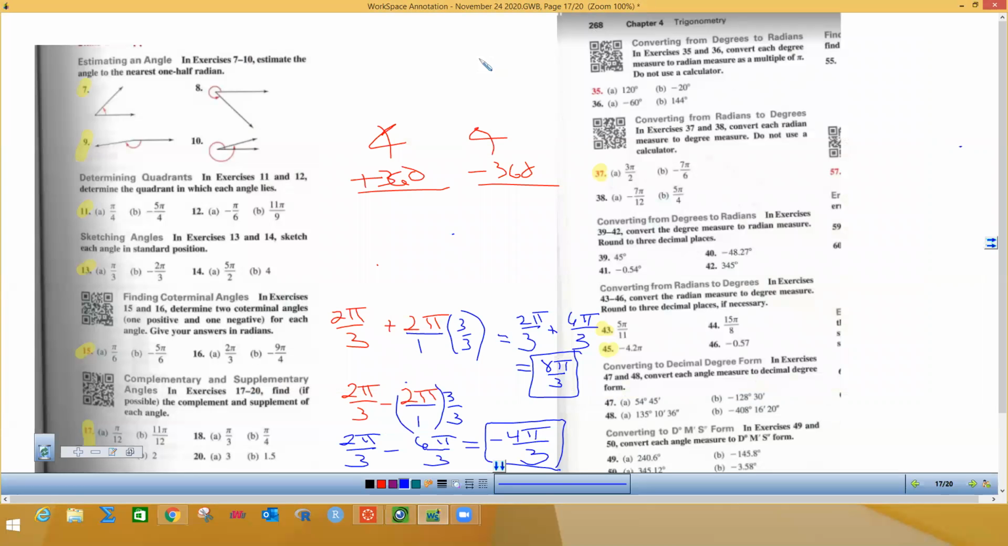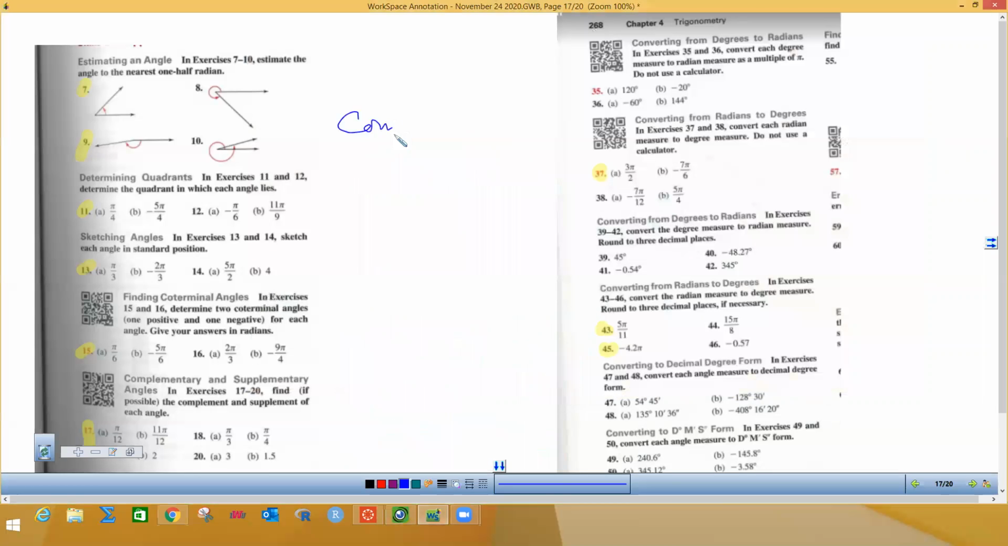So yesterday, again, we talked about complementary angles were 2 angles that add up to equal 90. And supplementary angles were 2 angles that added up to equal 180. So now we're in radians. I'm going to do 18. So my angle is pi over 3.